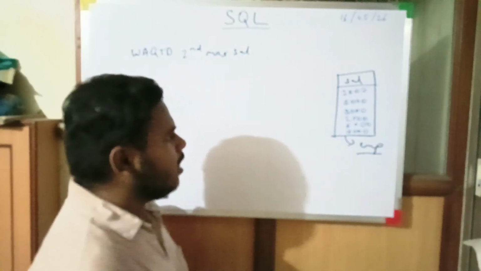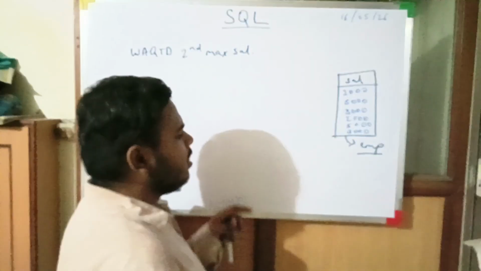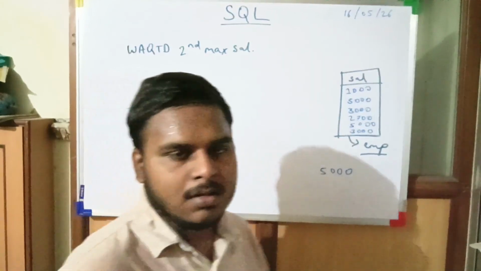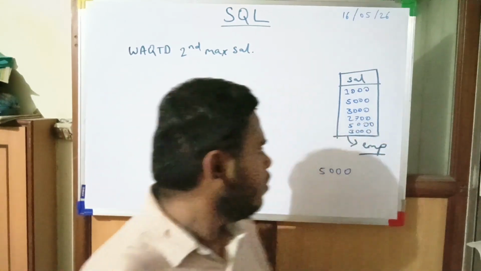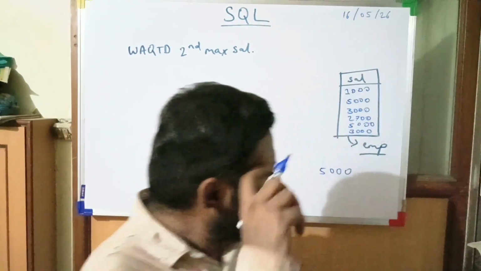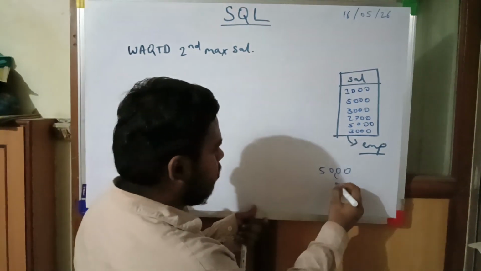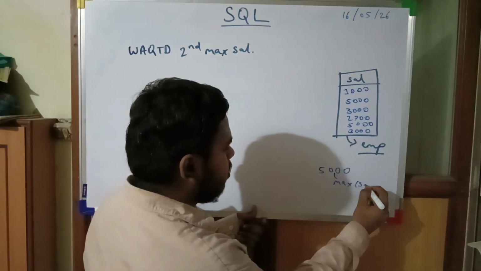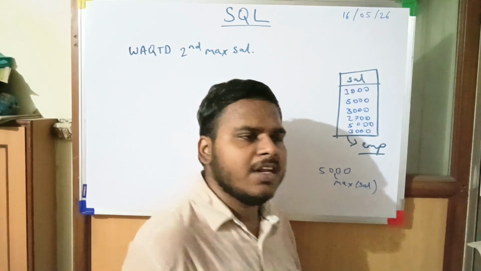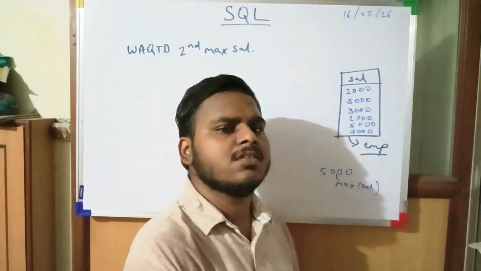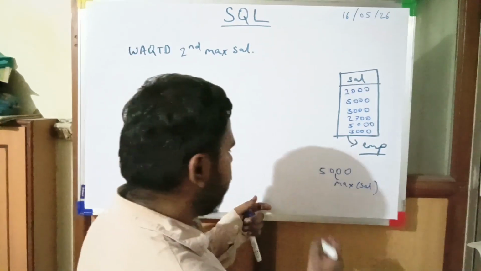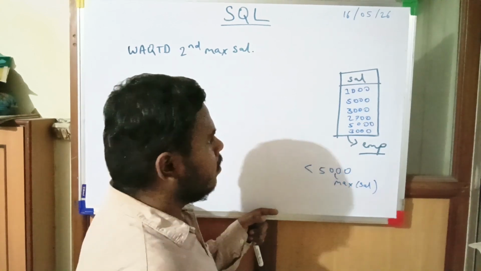So you have seen that here the highest salary is 5,000. Now, if I ask you to find the second highest salary, the 5,000 is the maximum salary. The second highest will be more than, less than, or equal to 5,000? Always less than 5,000.